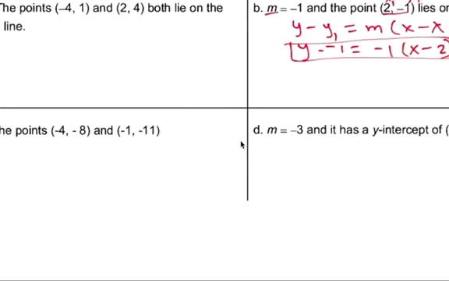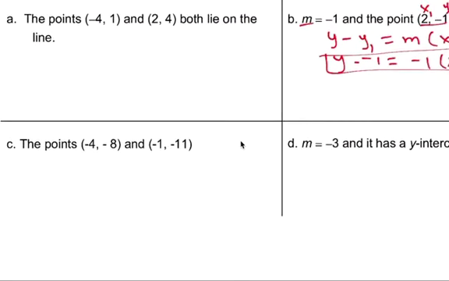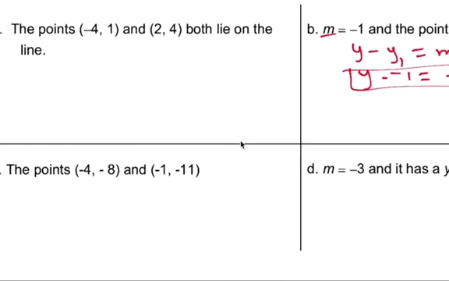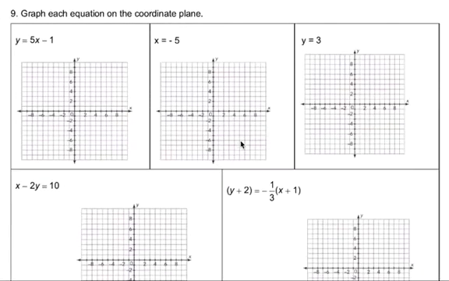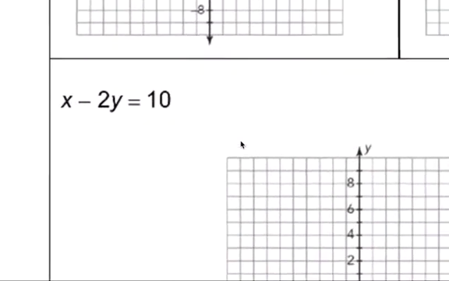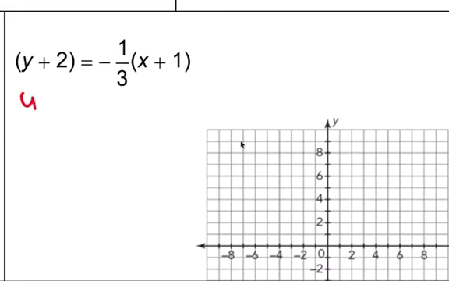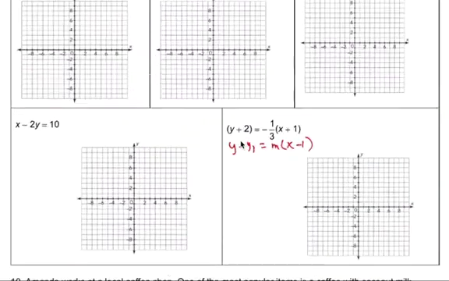Okay, C. Well, you guys, you know how to find slope and put it in one of them. Okay, any questions? Graph each one. Okay, now you know how to graph this. This I would use the cover method. This I would use point-slope, y minus y1 equals m times (x minus x1). Right?